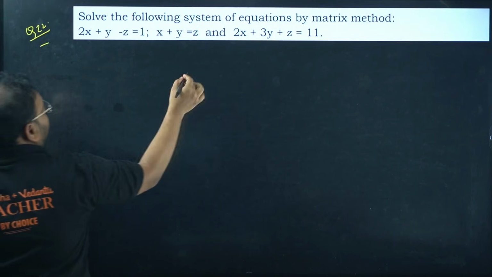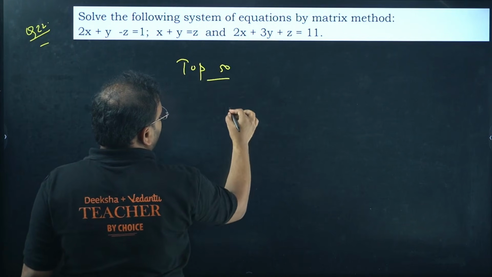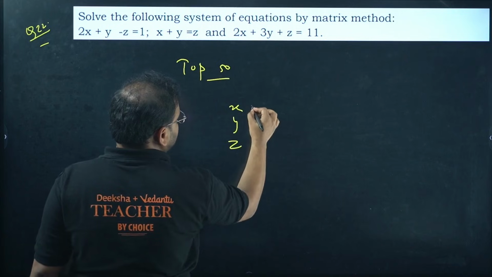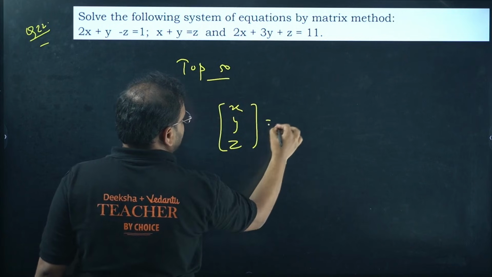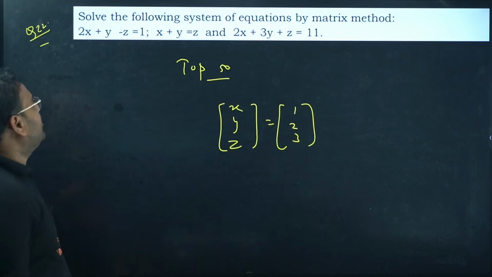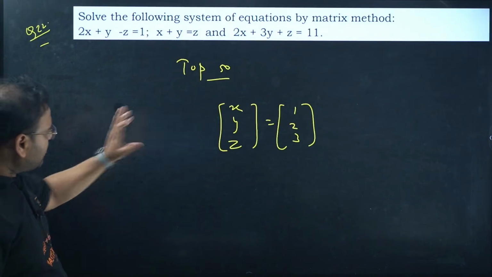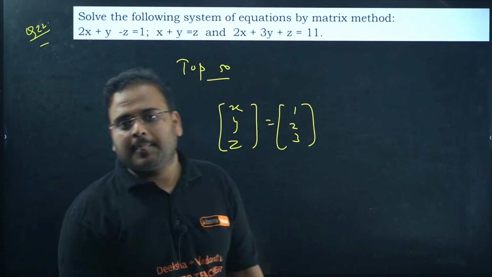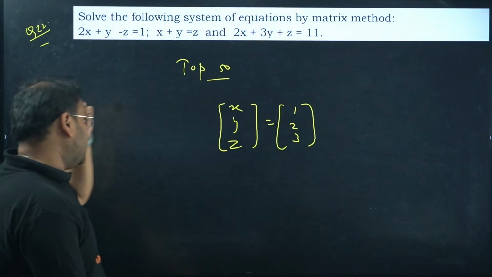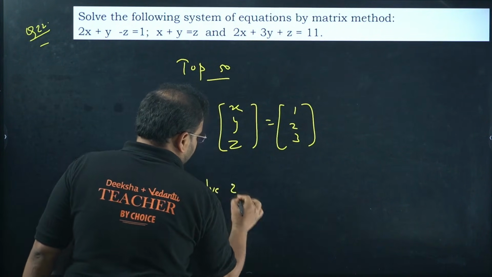This I have solved in top 50, guys. If you remember, solved in top 50 session, and this value of x, y, z comes for 1, 2 and 3. It's not the same question, but I have solved this question and the answer was 1, 2, 3, I remember. Okay, so please solve this question also and verify.